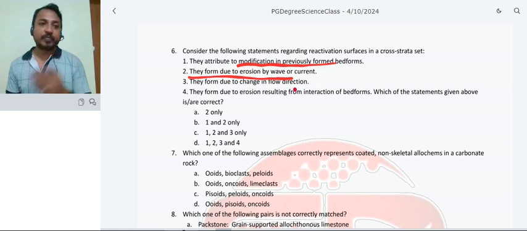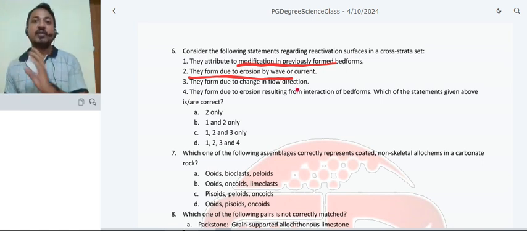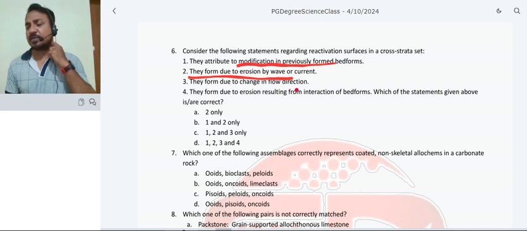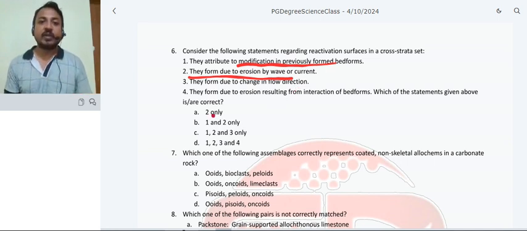One of them will be stronger, so that will produce a cross bedding. During a return current, it will erode, leading to the formation of a reactivation surface. Again, on that eroded surface, the cross bedding will form. So they form due to change in flow direction. Obviously, they form due to change in flow direction. They form due to erosion resulting from interaction of bed forms. So obviously, they are formed due to erosion.